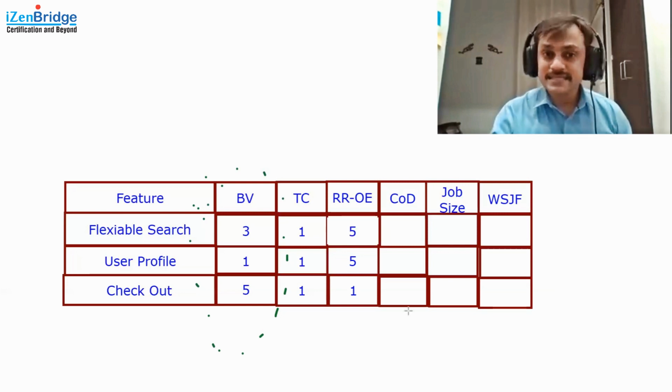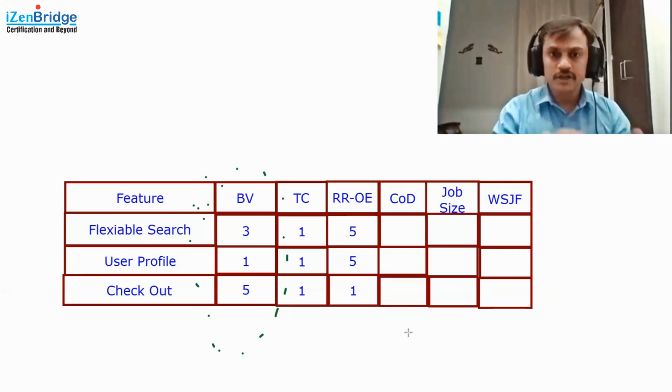Again, this is just a sample number, and what I'm showing here is that this will be a context based calculation, but here we are just doing it for the sake of simplicity.